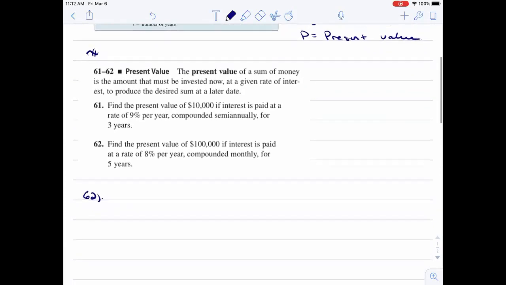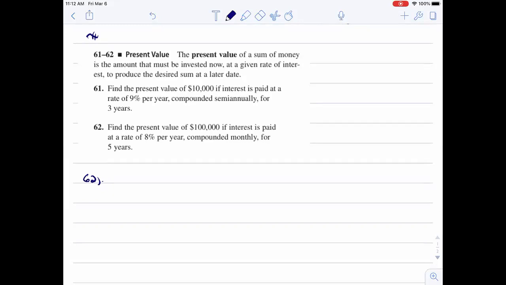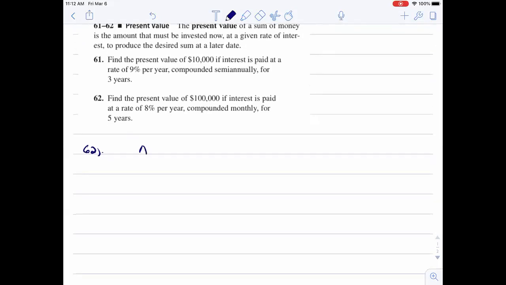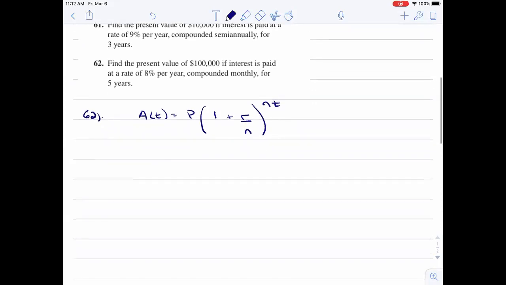So if we want to find the present value in question 62 of $100,000, if interest is paid at a rate of 8% per year, compounded monthly for 5 years. So if we write down our formula, we know in general A of t is P times 1 plus r over n to the power of n times t. In our question, we're given that A of t, so after 5 years, we're going to have 100,000.